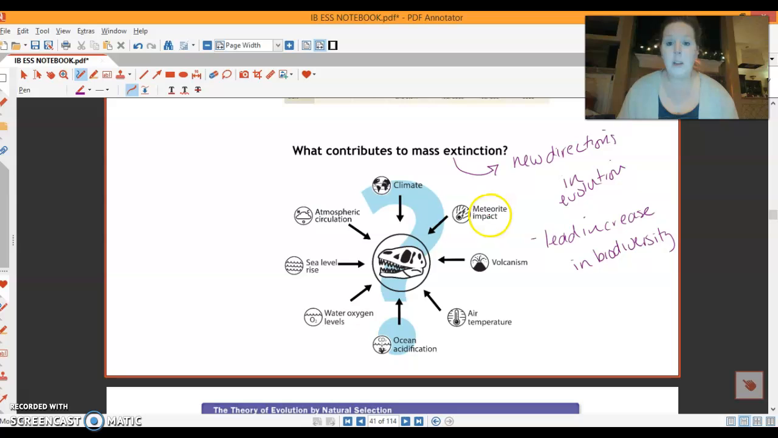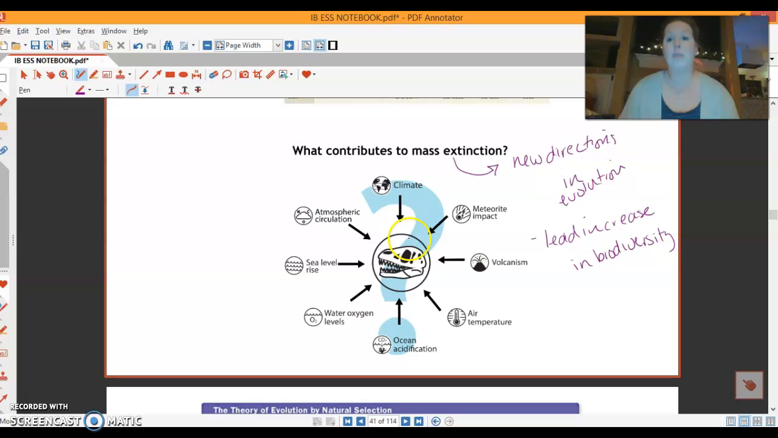A meteor impact, yes, that was the dinosaurs. Okay, volcanism, massive volcano eruptions can cause mass extinction. Sea levels rise, obviously that's connected to climate change too. Water oxygen levels, if there's not enough oxygen in the water, then the plant life and the animal life that are there are going to die. And atmospheric circulation, so this is going to be weather patterns.